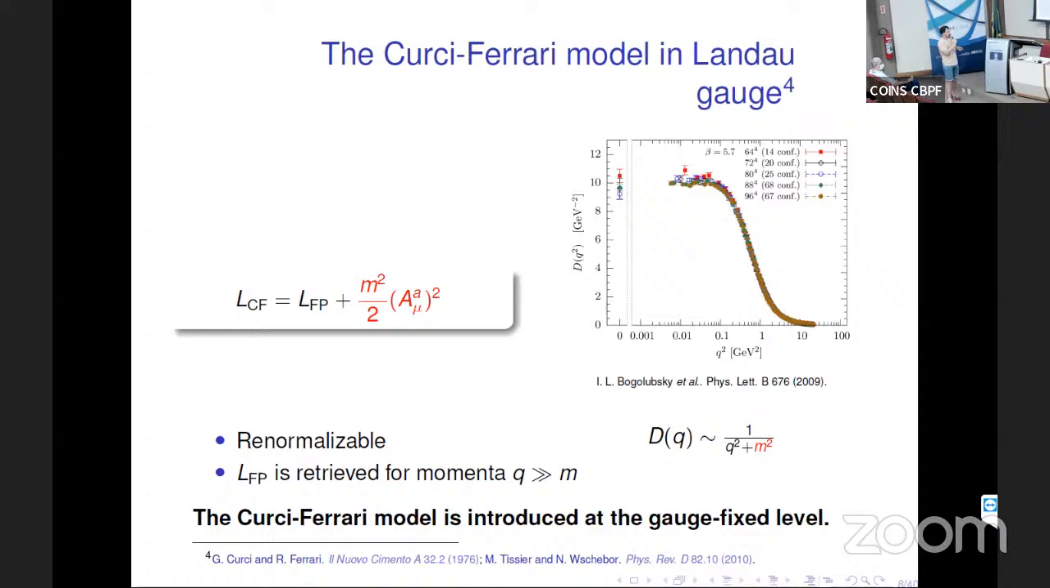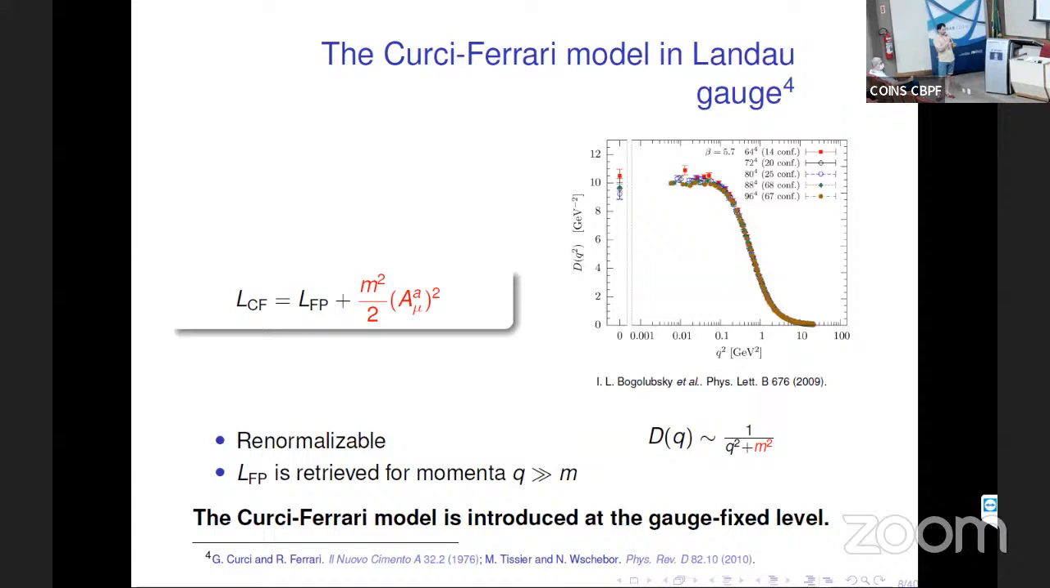Now, I would like to emphasize here that this model is introduced at the gauge-fixed level, right? So we are not proposing this as a sort of replacement of the standard QCD Lagrangian. It's introduced at the level of the gauge-fixed Lagrangian.